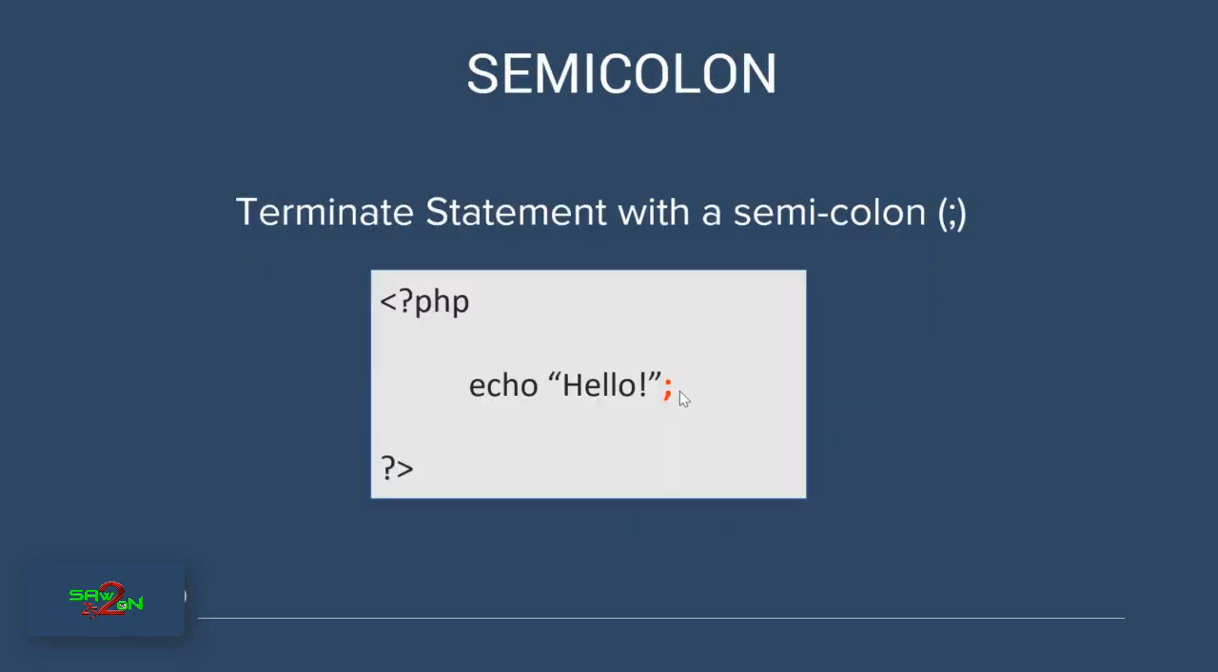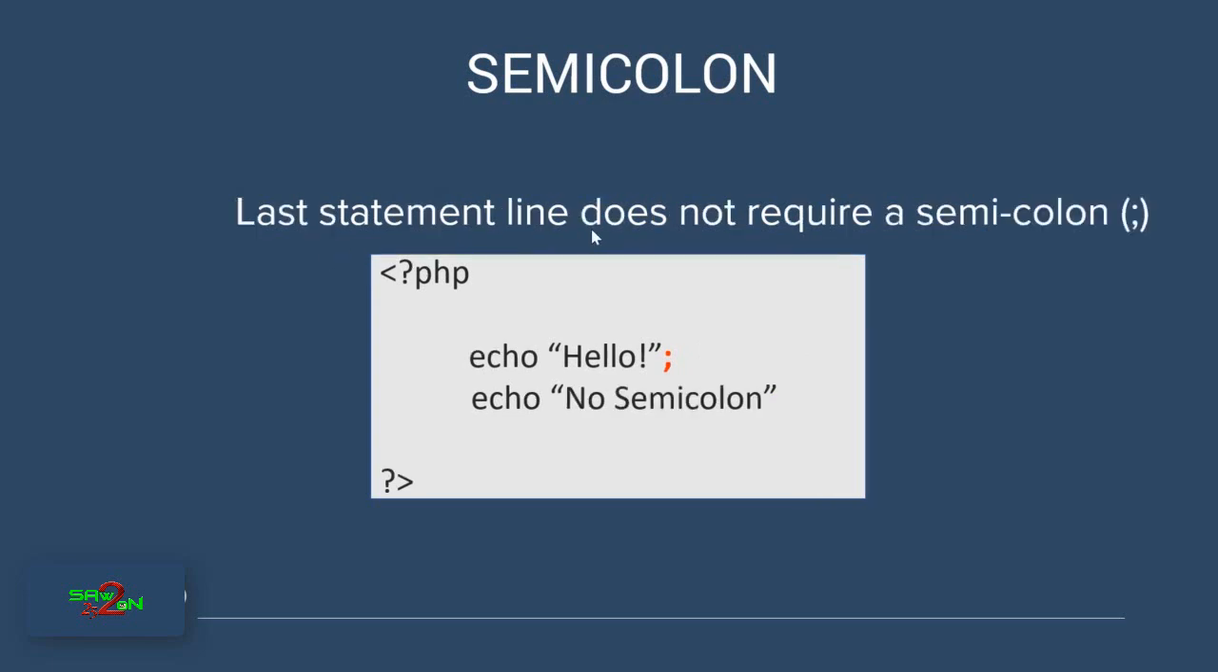Next is the semicolon. Terminate each statement with a semicolon, don't forget that. Sometimes they remove it, because if it's the last line they might leave it out, but for every statement you need to have a semicolon. And also remember, the last statement line does not require a semicolon.